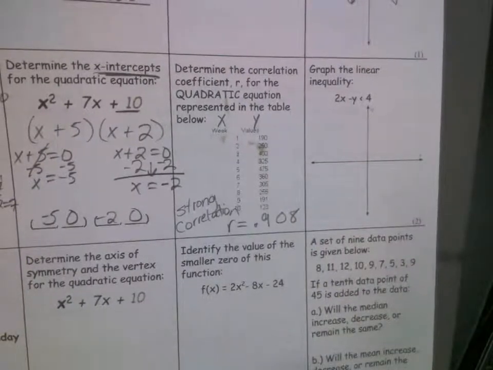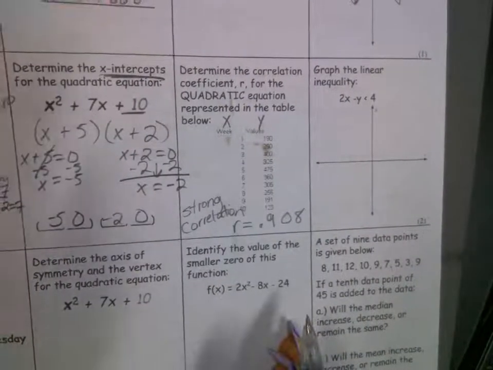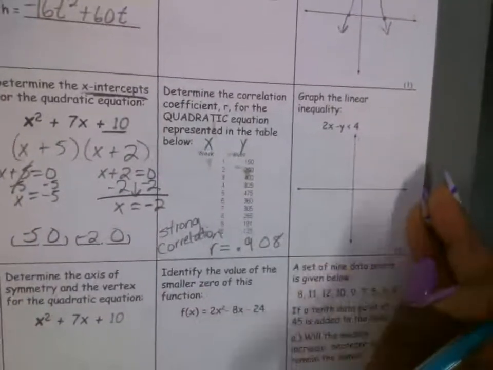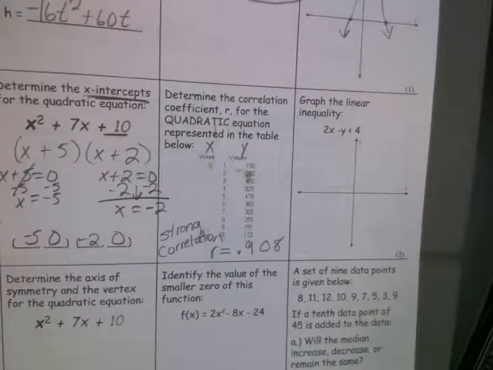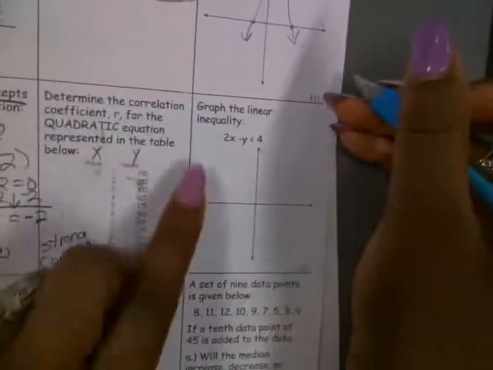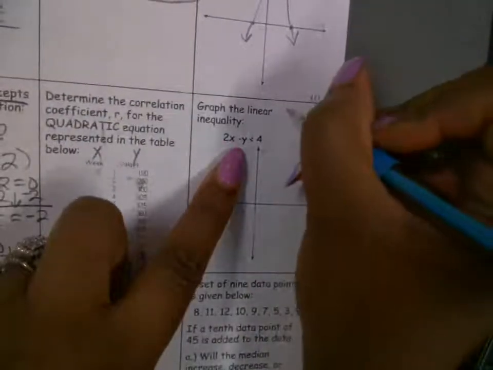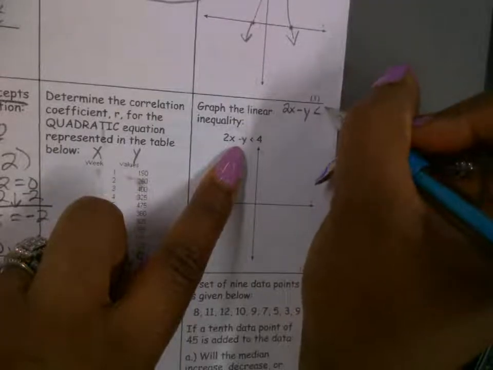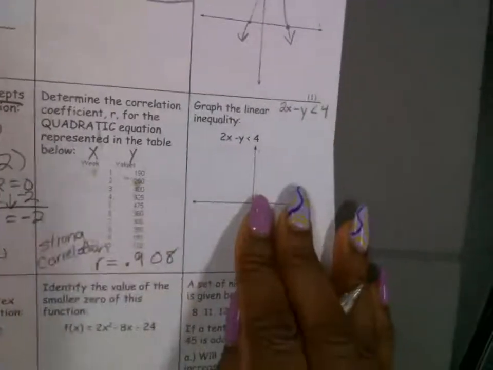Any questions? All right. Let's graph this one here. In order to graph this, it has to be in slope-intercept form, okay? y equals mx plus b. So I'm going to write this out to the side and put it in that form. So I got to get y by itself.